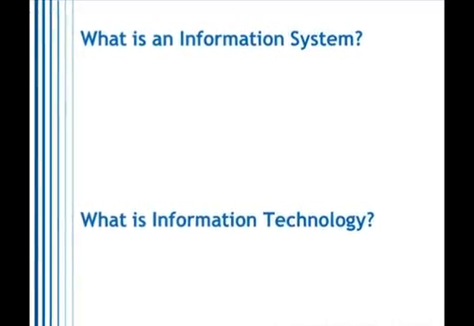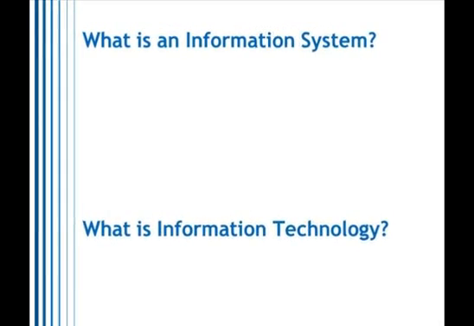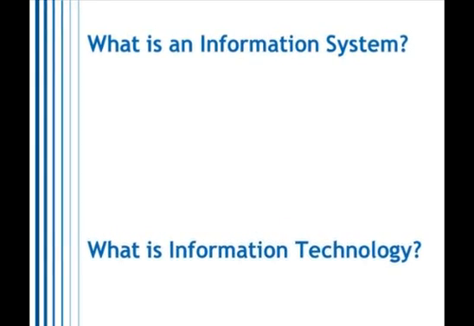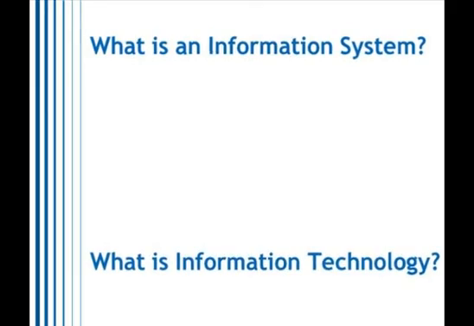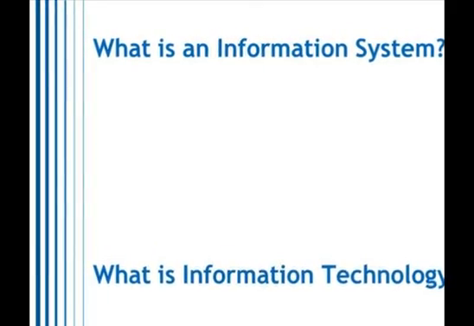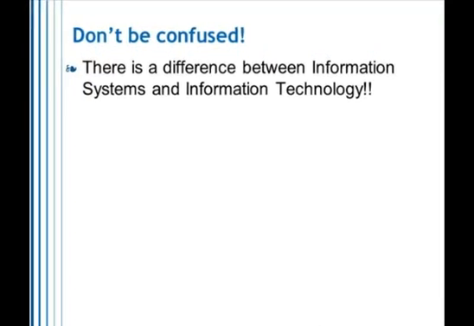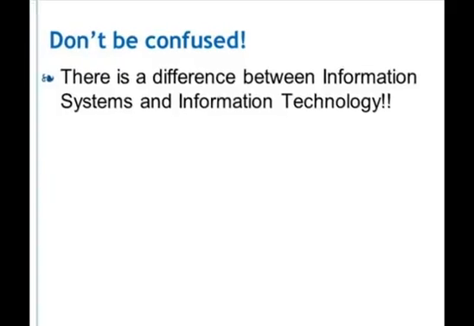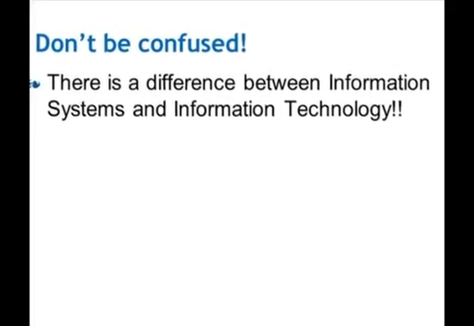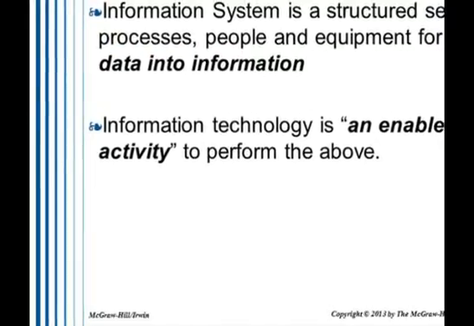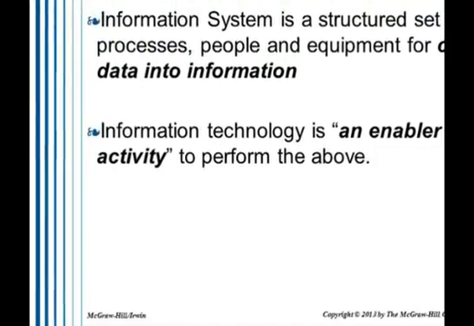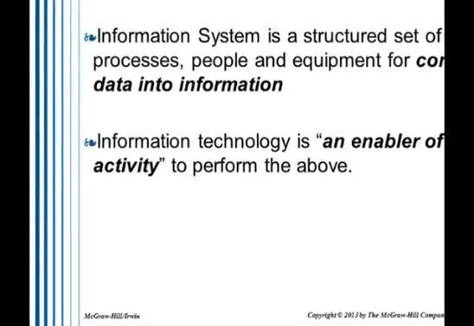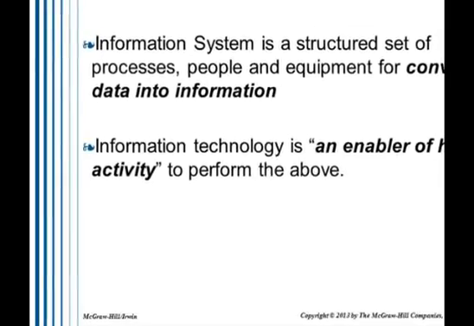When we talk about information systems and information technology, we frequently combine them together, and in fact, later on in this course, we will use them interchangeably. But there is a huge difference between the 2 of them. Don't be confused. The difference between them is significant, but like I said, we do use them interchangeably. Information systems is a structured set of processes, people, and equipment for converting data into information. Information technology is an enabler of human activity to perform the above.